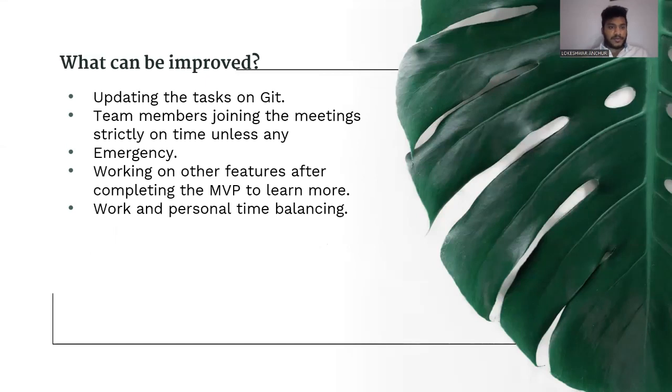Coming to what can be improved: updating the tasks on Git. Even in this sprint, we lagged on task updates in Git, so we will make sure that we do this in the next sprint for sure. Also, team members joining the meeting strictly on time unless there is an emergency, working on other features after completing the MVP to learn more, and work and personal time balancing. We are going to improve these in the upcoming sprint for sure.